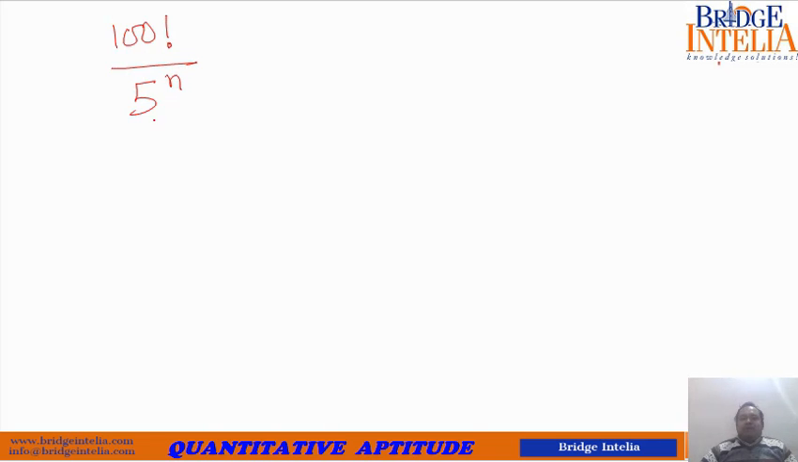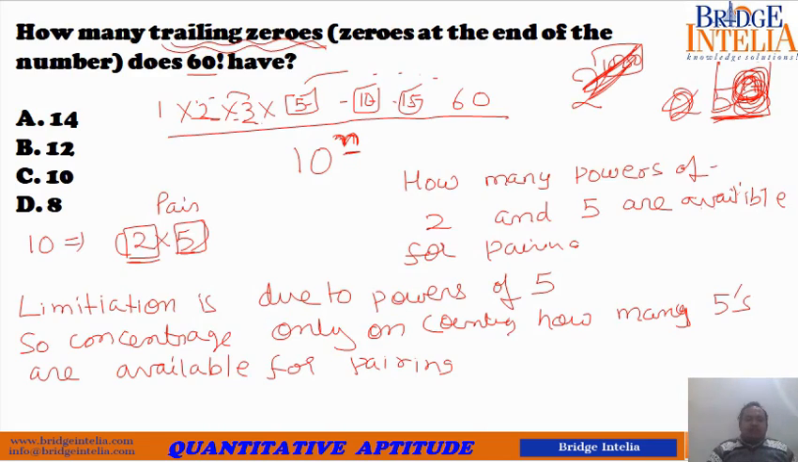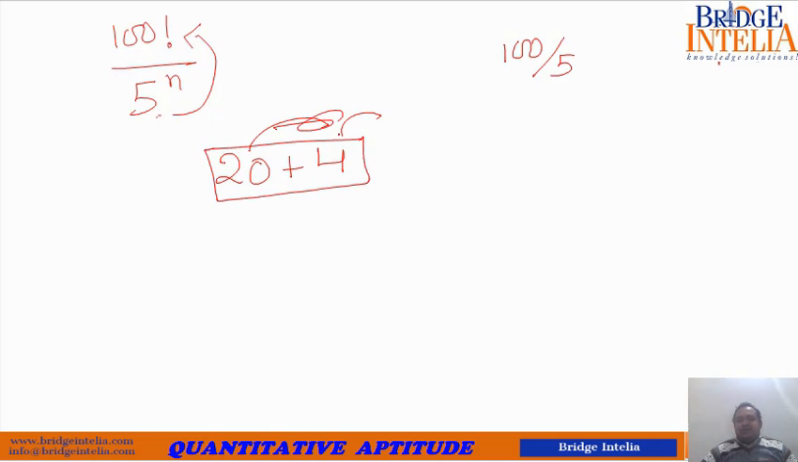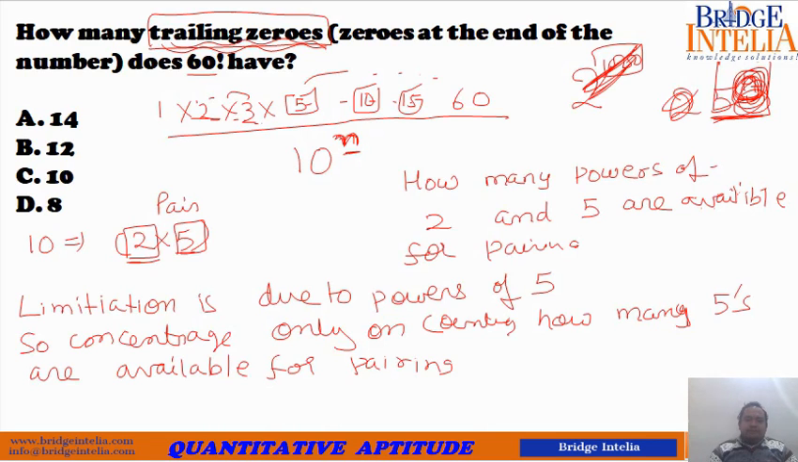100 factorial is divisible by 5 to the power n. That means how many powers of 5 are available in 100 factorial. Question was something else. Question was how many trailing zeros are there at the end. But if you analyze deeply, this is same as asking what is the highest power of 5 available in 100 factorial. So you know how to solve this. 100 divided by 5, 20, next 20 by 5, so 4, next 4 divided by 5, so meaningless to proceed any further. Answer is 24.